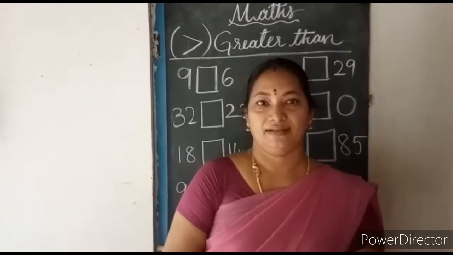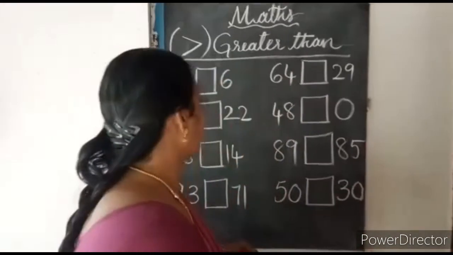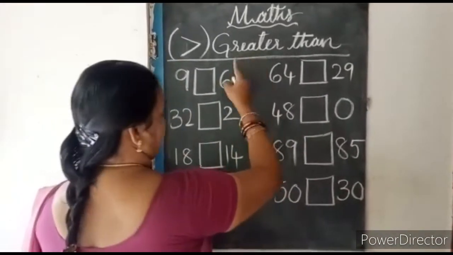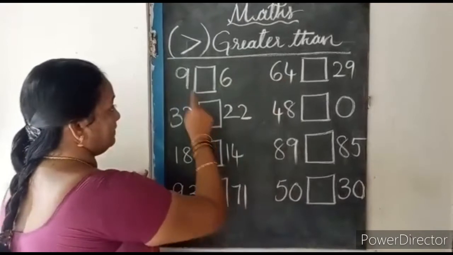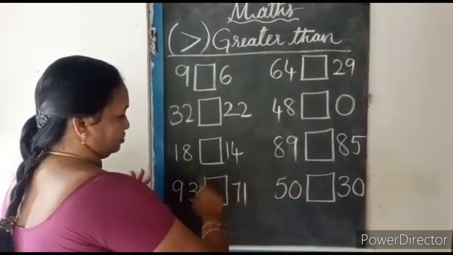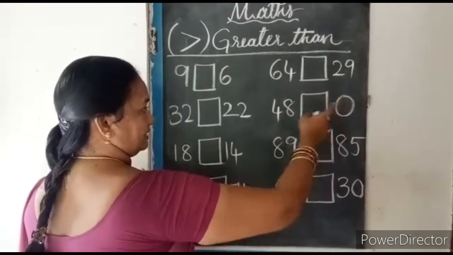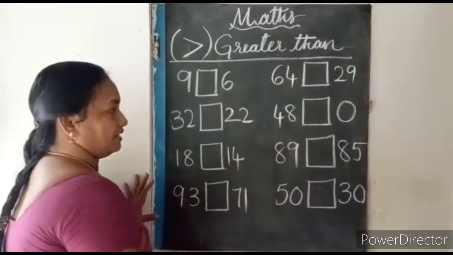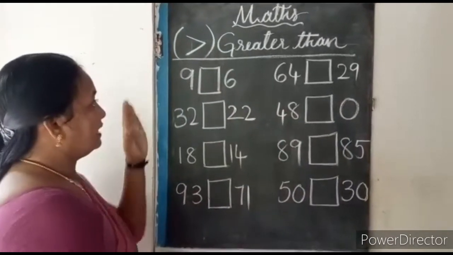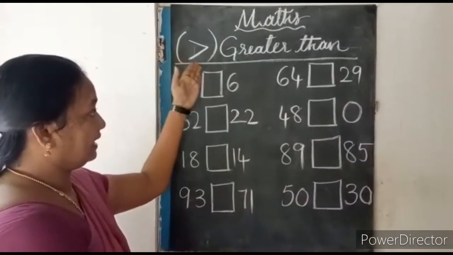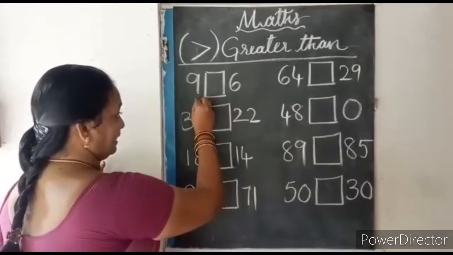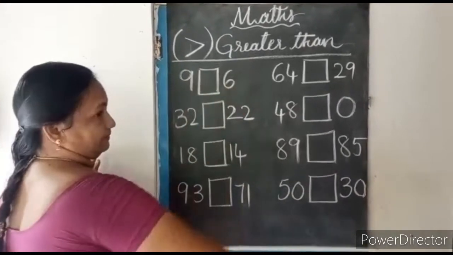So for example, look at the board now. Here, greater than. See, the numbers I have given here: on two sides there are numbers, and in the center there is a box. So now, what is greater than? Greater than is the bigger number than the other.